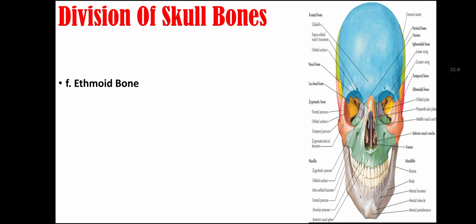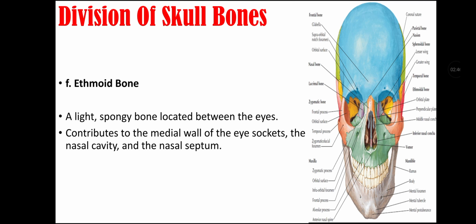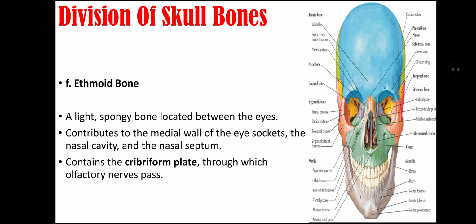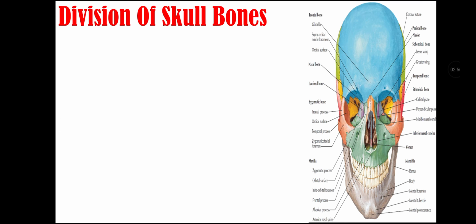Next cranial bone is ethmoid bone, that is also the unpaired bone. It is a light spongy bone located between the eyes. It contributes the medial wall of the eye sockets, the nasal cavity and the nasal septum. It contains the cribriform plate through which olfactory nerve passes.